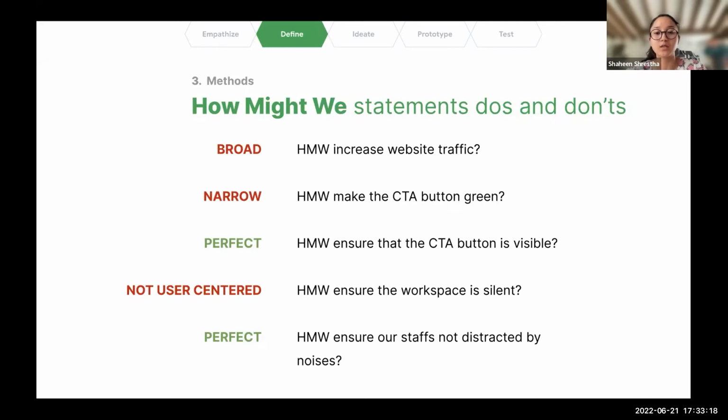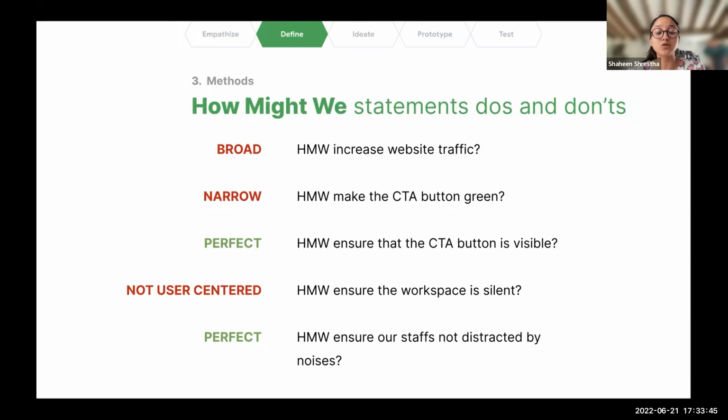This is something that does not give us space to really think and explore. But how might we ensure that the CTA button is visible? One that gives us that exact room, that perfect room where we can solve this problem in a practical way, and it leads to definitive answers, which is what we want.